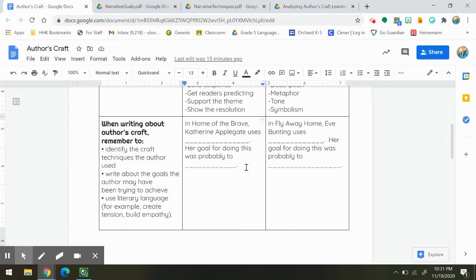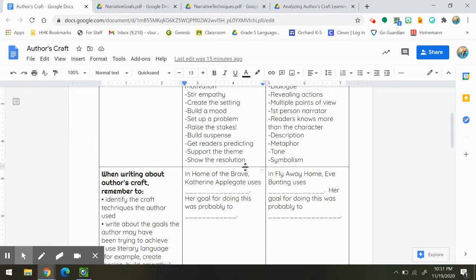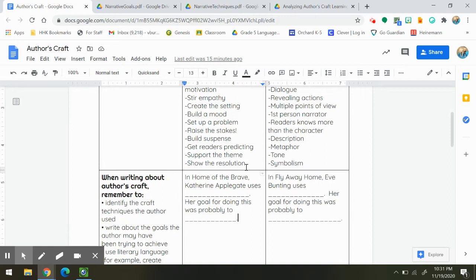So when we're thinking about how authors use goals and techniques, we can use some sentence stems to really help us. So when writing about author's craft, we can remember to identify the craft techniques the author used and write about the goals the author may have been trying to achieve, remembering to use literary language. So using those words that were on our graphic organizer, okay, so I'm going to do this side. I'm going to show you what this could look like, and then you're going to try it in a second.